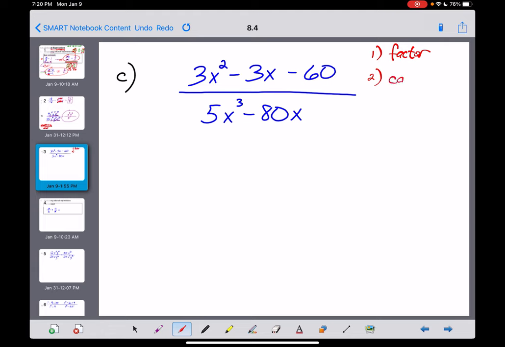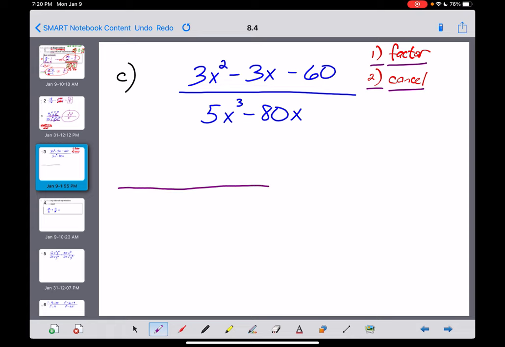And then number 2, we cancel out any identical factors that we have. But it's really important that you guys understand that we have to do these things in that order. Factoring first, and then you come back and cancel. So let's see what we can do in the numerator here, everybody.